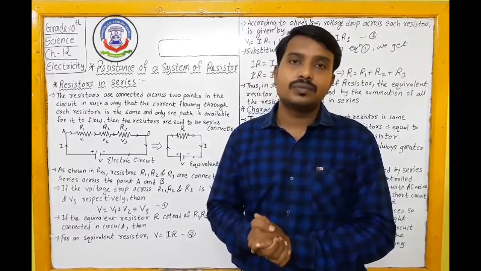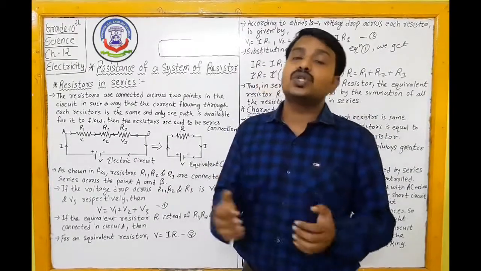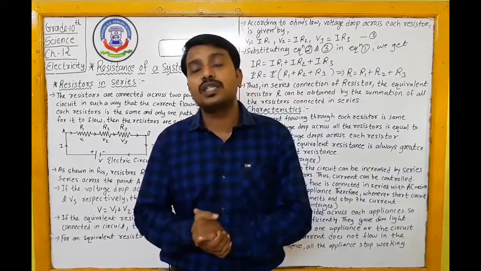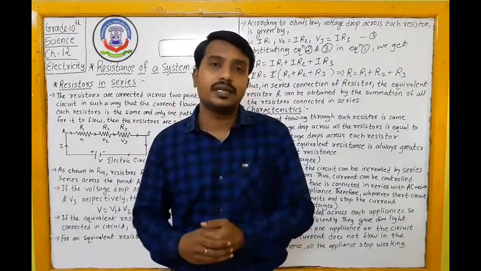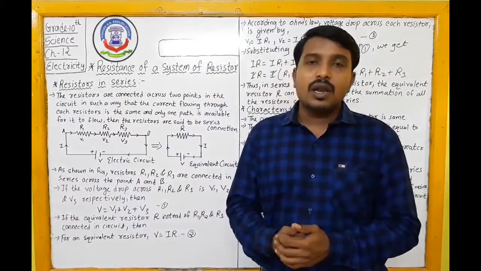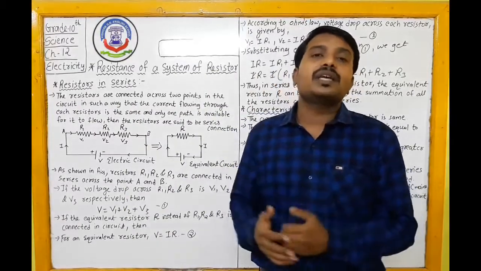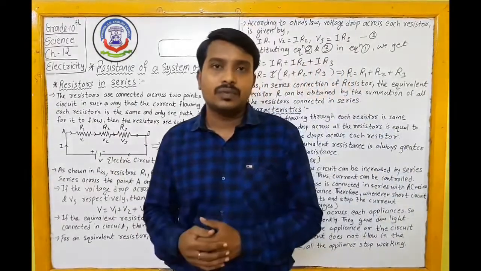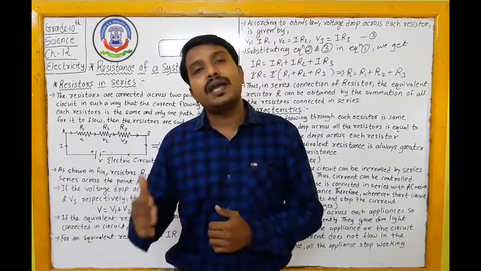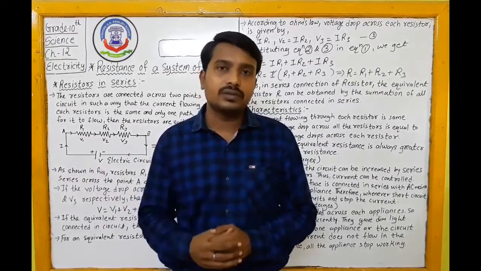So in short we can say that resistors are used to control the current flowing through the circuit. Whatever the amount of current is flowing through your circuit can be controlled by means of resistors. Now, the resistors we are using in our circuit are connected in two different patterns: series connection of resistors and parallel connection of resistors, and we are going to learn them one by one today.